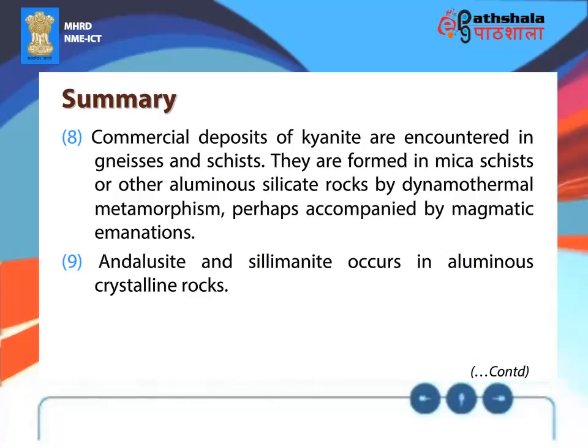Commercial deposits of kyanite are encountered in gneisses and schists. They are formed in mica schists or other aluminous silicate rocks by dynamothermal metamorphism, perhaps accompanied by magmatic emanations. Andalusite and sillimanite occur in aluminous crystalline rocks.